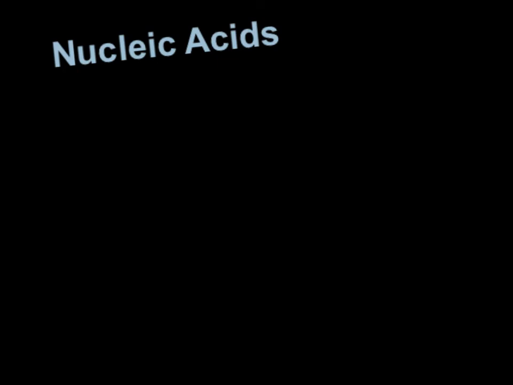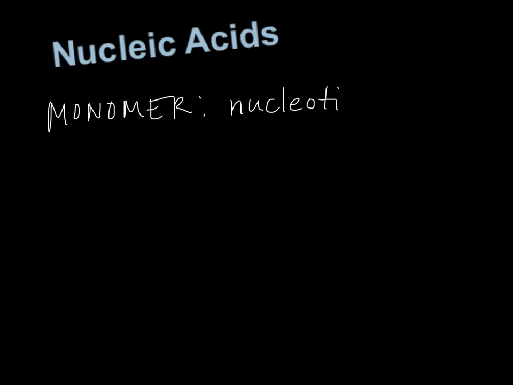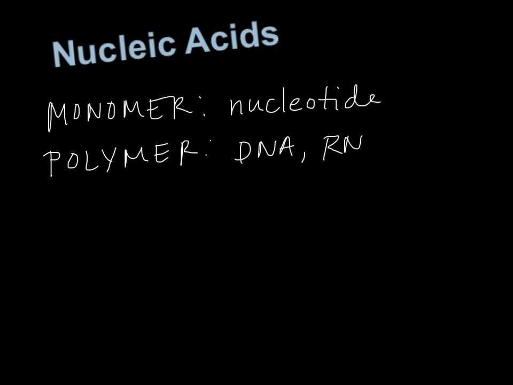The last biological molecule I'm going to cover is the nucleic acid. The monomer of a nucleic acid is called a nucleotide. The polymer of a nucleic acid, again, we have many examples. So example polymers could be DNA, RNA, and ATP. Hopefully some of these sound familiar.